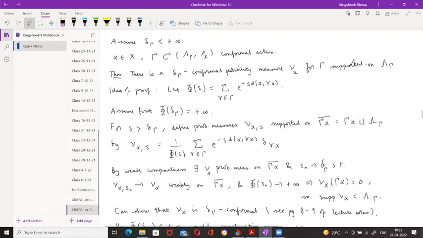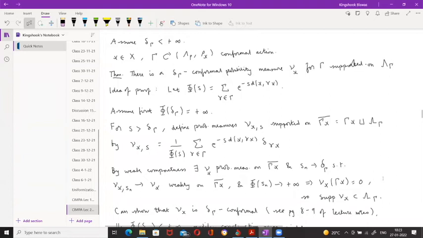And now we're assuming that the Poincaré series diverges at the critical exponent. That means that as s_n tends to delta gamma, phi of s_n will tend to plus infinity. Since we're dividing by phi of s here, the mass of any point in the orbit will go to zero. So in the limit, this nu x will give mass zero to the orbit, but it's supported in the orbit closure. So all the mass of nu will be on the limit set. Therefore, the support of nu will be contained in the limit set.